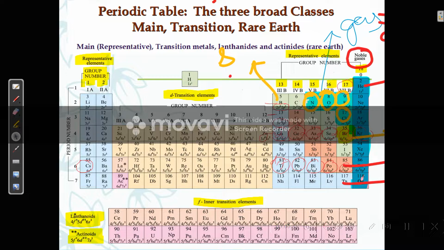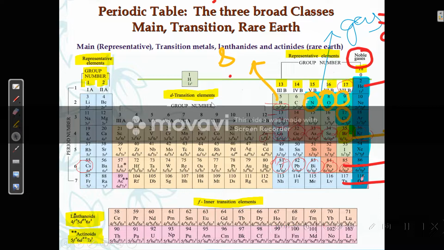There is a S block, P block, D block, and F block. This is S block. Okay, how many groups are there? Two groups, first group and second group. First group is alkali metal, second group is alkaline earth metal, right? And from group 3 to group 12, they are the D block element. And D block elements are also called transition elements.